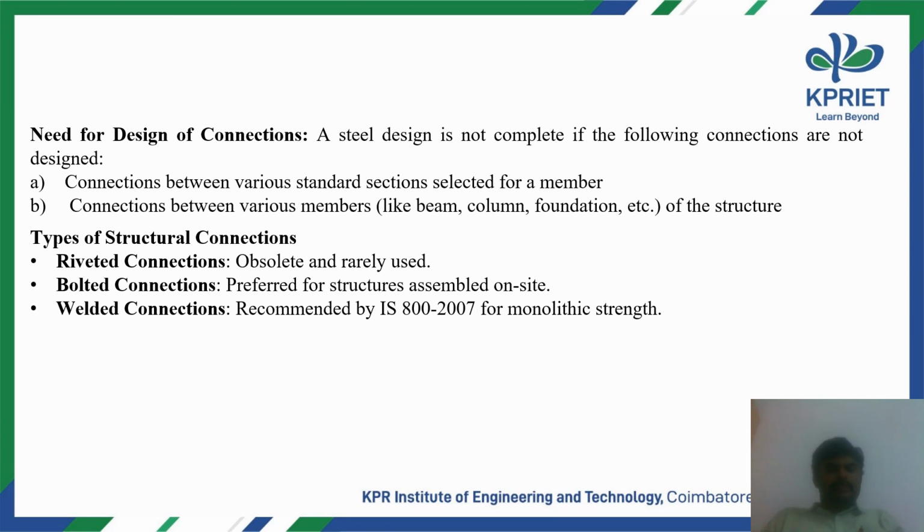The types of structural connections: there are three types, riveted connections, bolted connections and welded connections. The first one is riveted connections. It is obsolete and rarely used, so it can be used for non-structural members. Then bolted connections are preferred for structures assembled on site. And welded connections are recommended by IS 800:2007 for monolithic strength.